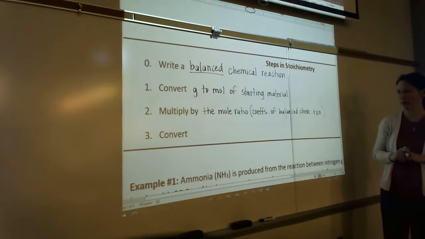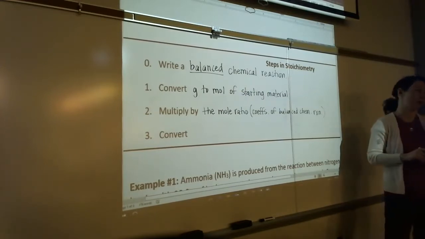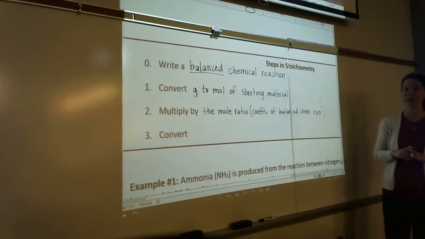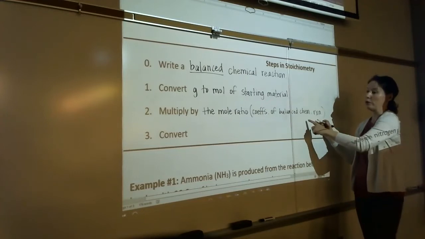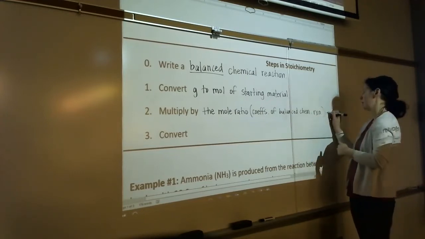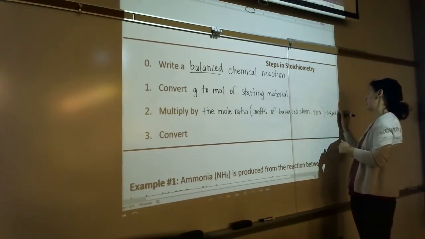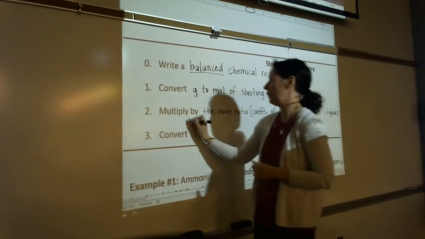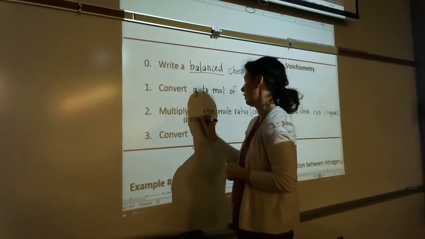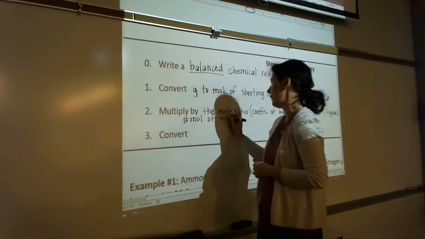So you're going to convert grams to moles of your starting material, and then you're going to multiply that number by the mole ratio, and this is going to be a fraction, okay? And then that'll give you your finishing material. This will give you the number of moles of finishing material.